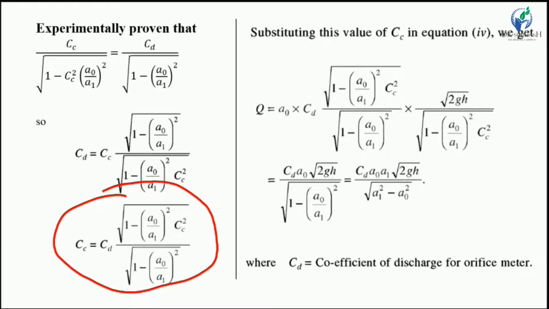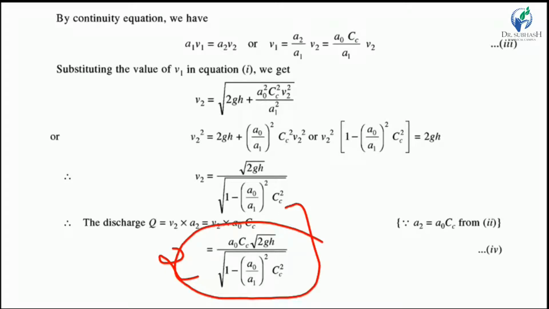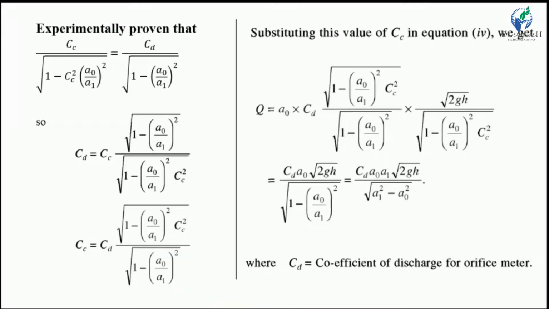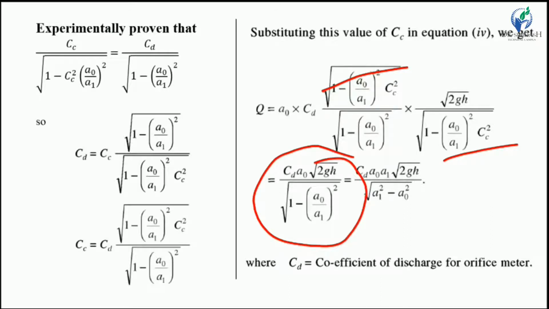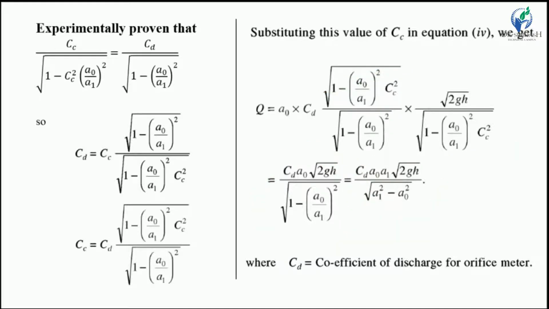Cc is equal to Cd under root 1 minus (A0 upon A1) square Cc square upon under root 1 minus (A0 upon A1) square. Now the value of Cc is put into the equation of discharge, equation 5. So the equation becomes as shown in the slide. In this equation this element is cancelled, so the remaining is Cd A0 under root 2gh upon under root 1 minus (A0 upon A1) square. Now rearrange the equation in this form: Q is equal to Cd A0 A1 under root 2gh upon under root A1 square minus A0 square.